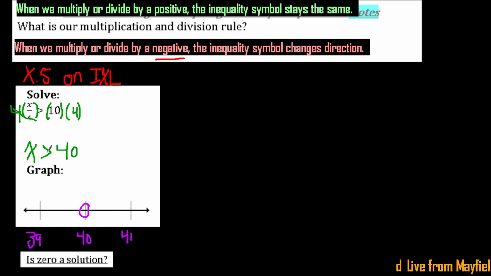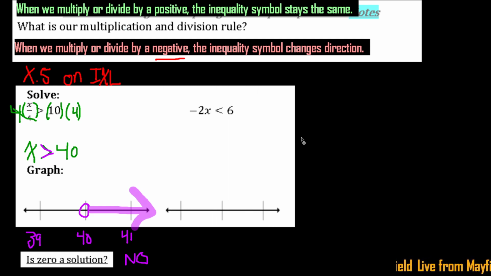I can see that this is going to be pointing to the right. Let me actually get that highlighter out. It's going to be shaded in going to the right. So any value greater than 40 is a solution. The last question you can ask yourself anytime you get an inequality is, is 0 a solution? For this one, no, 0 is not a solution since it is not included in that set. It would be to the further left as you go down, so we would not include it.